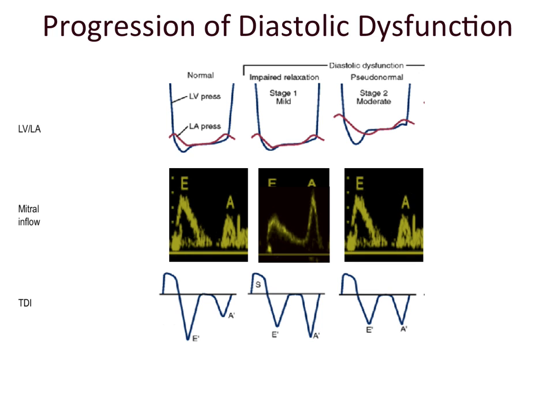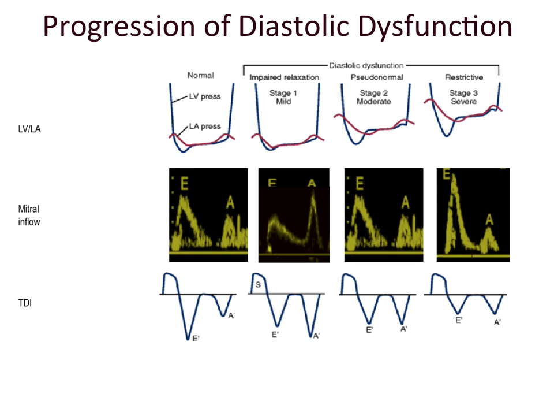All right? As things get worse, you have a higher gradient, higher left atrial pressure. See the red going higher than it is down here. You have a tall E, smaller E prime, and now your E is more than double your A. Now your E is more than double your A, and this is restrictive filling pattern.